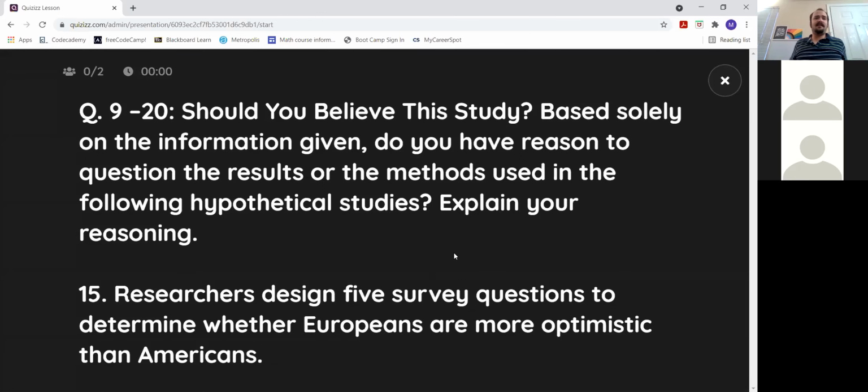Should you believe the study? I think there's one study in here somewhere that we should believe. But everything else, I think the book pretty much scrutinizes. Researchers designed 5 survey questions to determine whether Europeans are more optimistic than Americans. So what are they hinting at here? I feel like there's really just one on this one, but maybe I'm wrong. You might be able to convince me there's more.